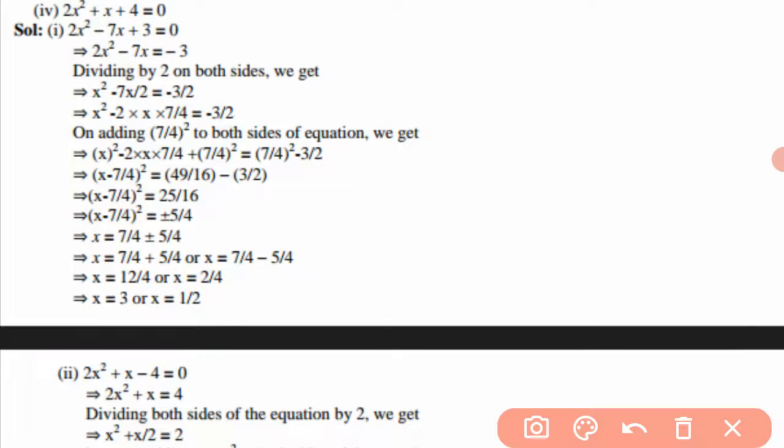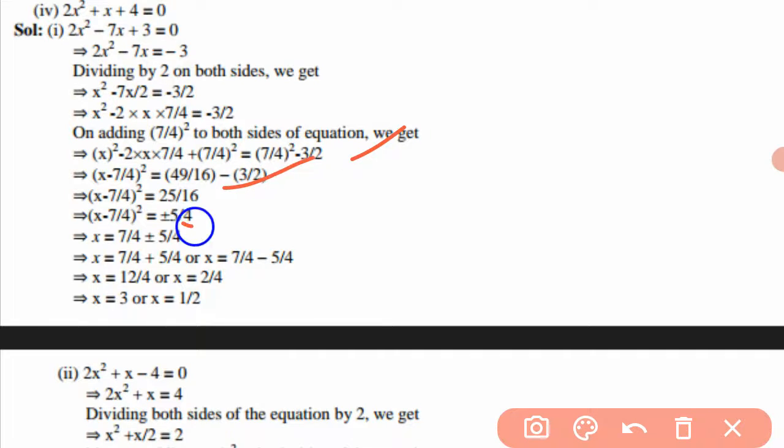So here first this equation will be divided by 2. So by dividing by 2 it will be x square minus 7x upon 2 equals to minus 3 upon 2. Now after this we can write it in this form: x square minus 2x into 7 upon 4 equals to minus 3 upon 2. Then adding 7 upon 4 square to both sides, it will be equal to x square minus 2x into 7 upon 4 plus 7 upon 4 square equals to 7 upon 4 square minus 3 upon 2.